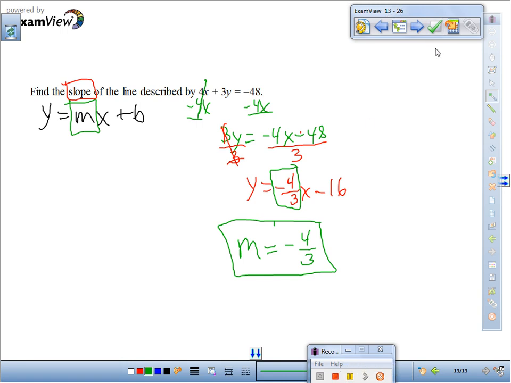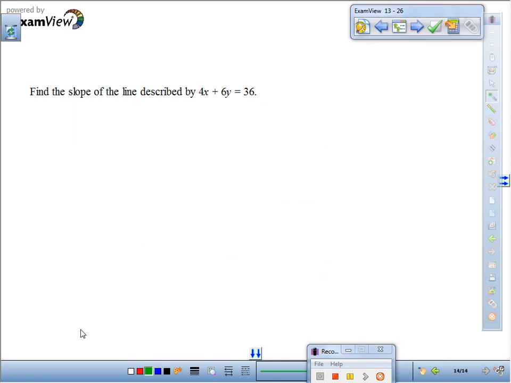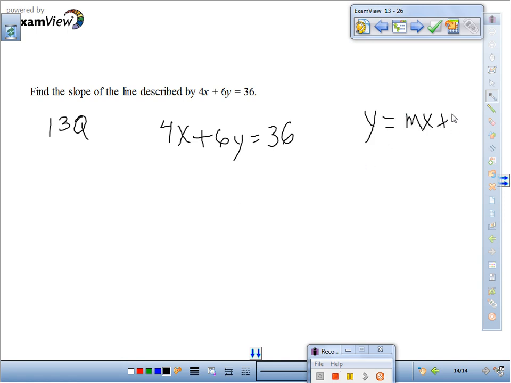Here we go. Copy this one down. Example 13Q. Focus, please. 13Q, they give us the equation 4x plus 6y equals 36, and they want you to find the slope. What is the first thing that we do? We write what? y equals mx plus b, because it needs to look like that. Now that we know what it needs to look like, do the next steps. Go. We need to get rid of the x. So therefore, subtract 4x, subtract 4x. We're left with 6y equals negative 4x plus 36.